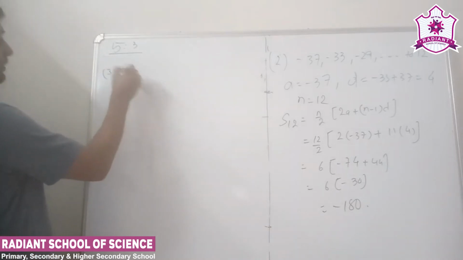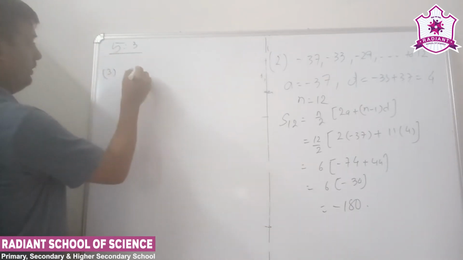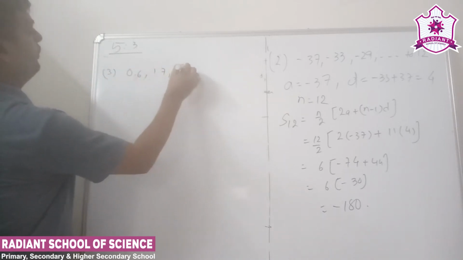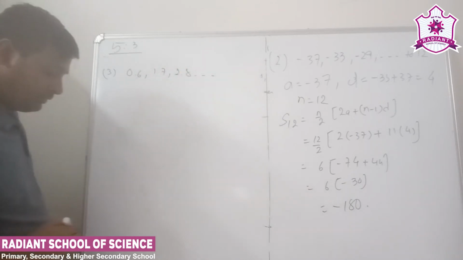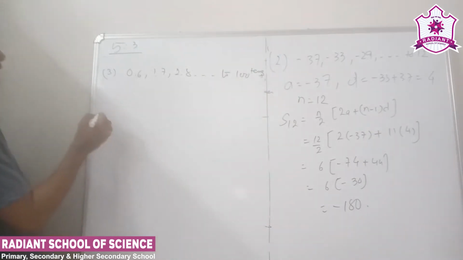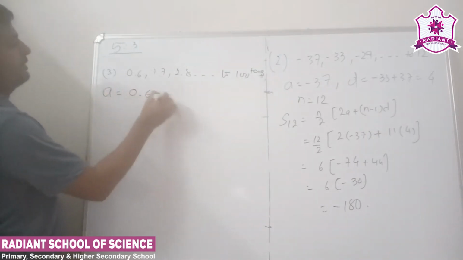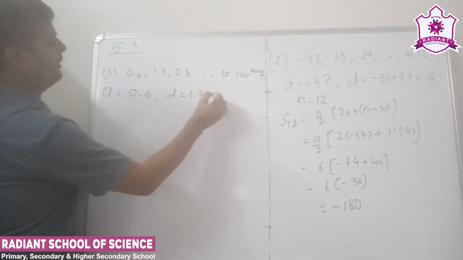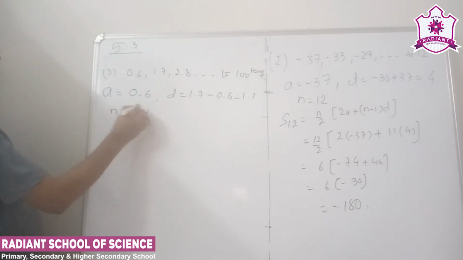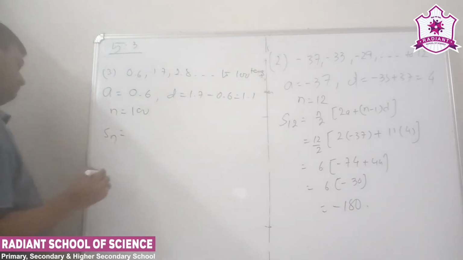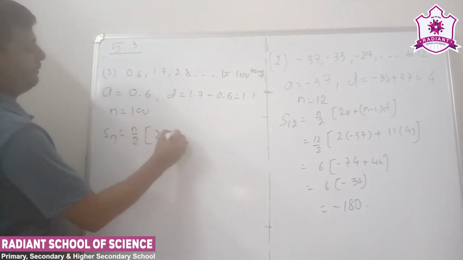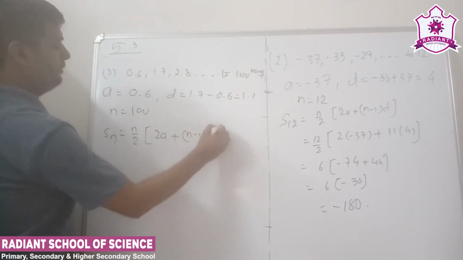Third: 0, then after 0.6, then after 1.7, 2.8 and up to 100 terms. Okay, so a is equal to 0.6, d is equal to 1.7 minus 0.6, which is 1.1, n is equal to 100. So Sn is equal to n by 2 into 2a plus (n minus 1) into d.